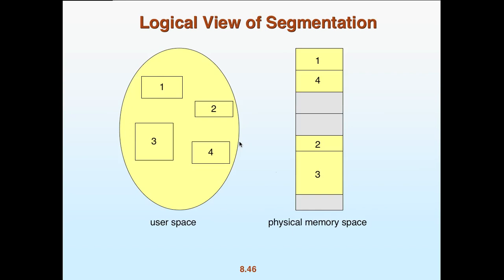So our logical view of the segmentation, here's our user space. And again, we're taking 1, 2, 3, 4 of different segment sizes, and we're putting them into memory, and we're storing them, and accessing them from the main memory of the program. So here's our physical memory space that's allocated per our segments. This is nothing more than kind of a terminology that's being used, segmentation.